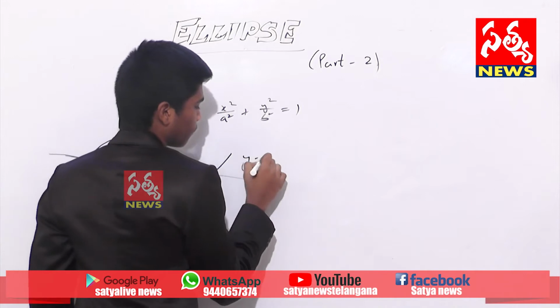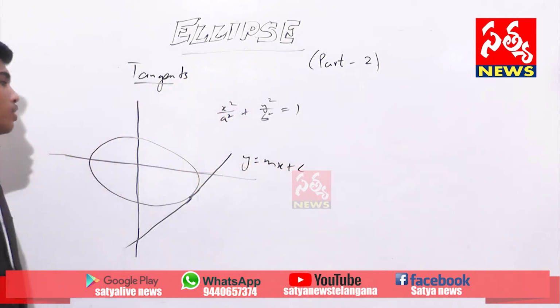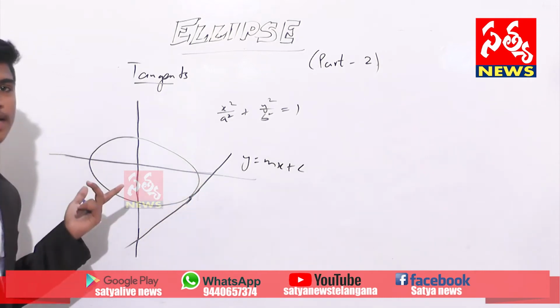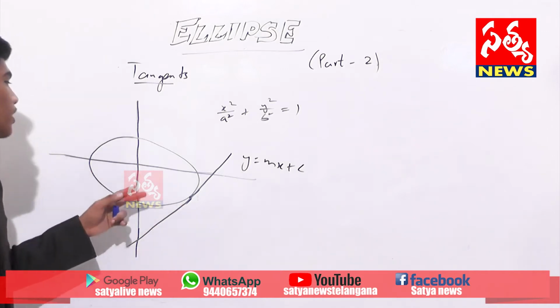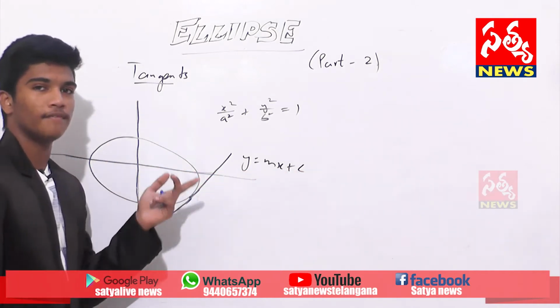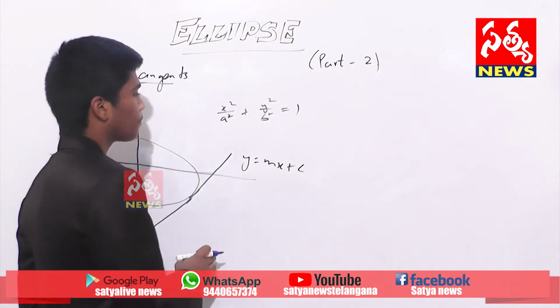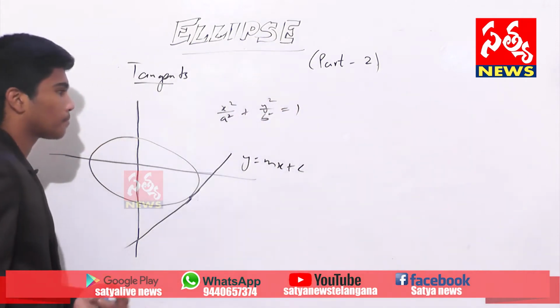The equation of the line is y equals mx plus c. We all know which is the major axis, which is the minor axis, what is the directrix, foci, center, and vertex, all of which we have discussed in the first part of ellipse. Now, this is a tangent, right?